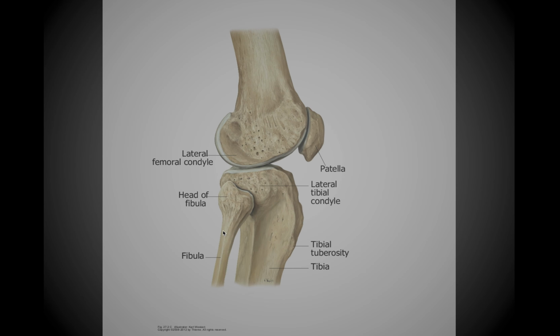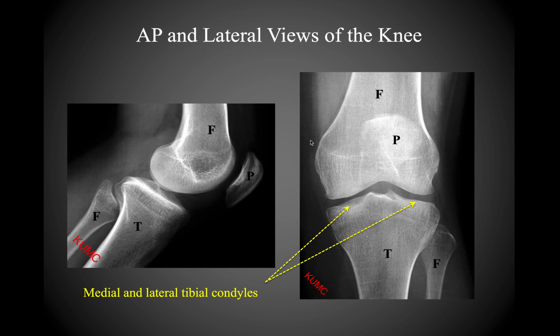Here we have a sagittal or lateral view of the knee. Looking from the lateral side in, we have a good view of the head and neck of the fibula. You can see the lateral condyles of both the tibia and the femur and the articular cartilage associated with each. You can also see a good view of the tibial tuberosity right here, and then finally the patella anterior to the femur.